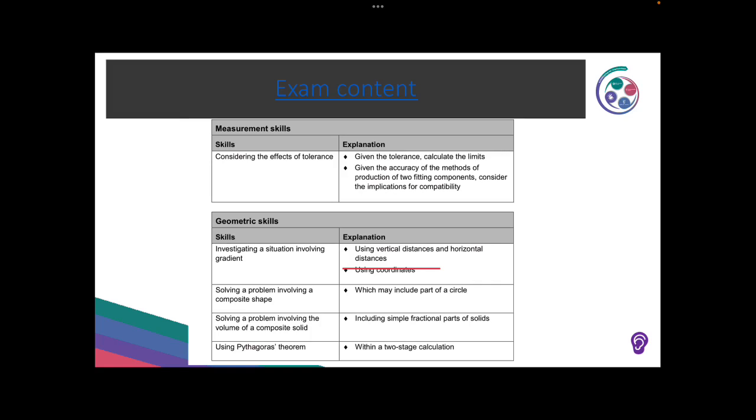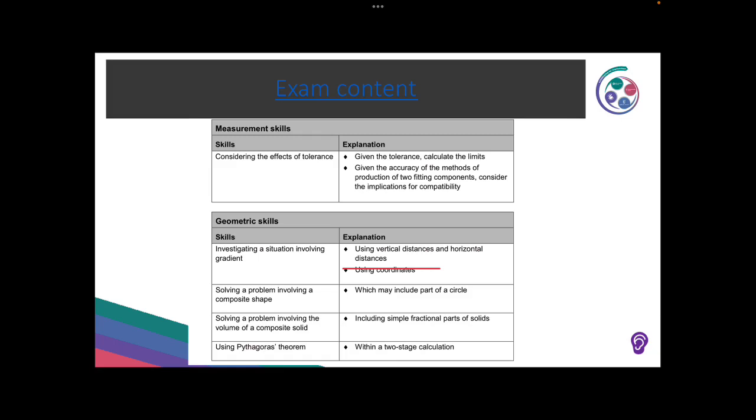Moving on to your geometry skills, you still need to be able to deal with gradient, just you won't be asked to deal with that as coordinates. You still need to solve a problem involving a composite shape, so where you have parts of a circle and a rectangle, or part of a triangle and a rectangle, or even your composite volumes. Solving a problem involving the volume of a composite solid, there we go.